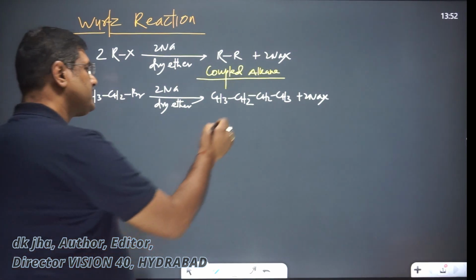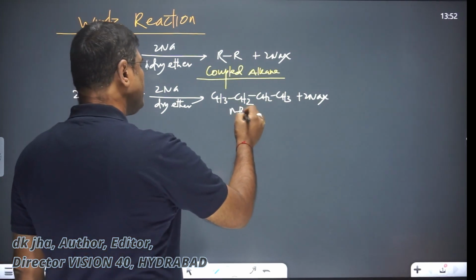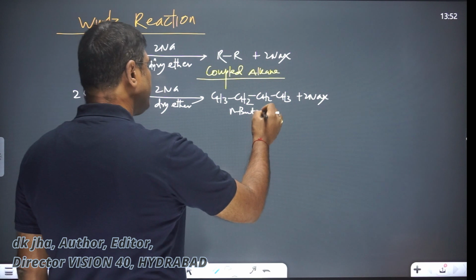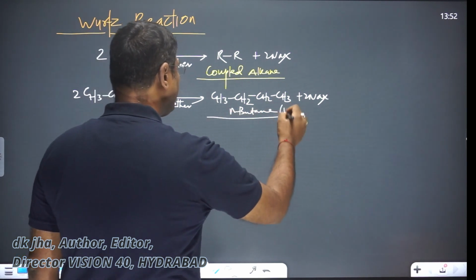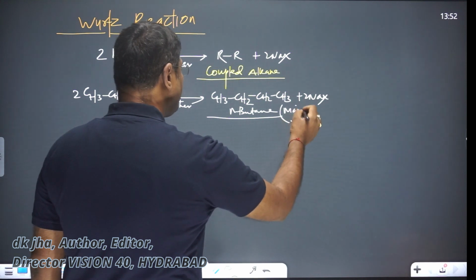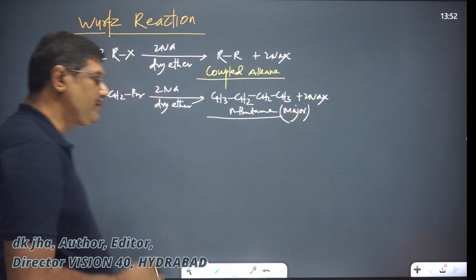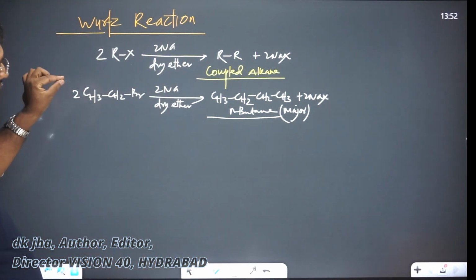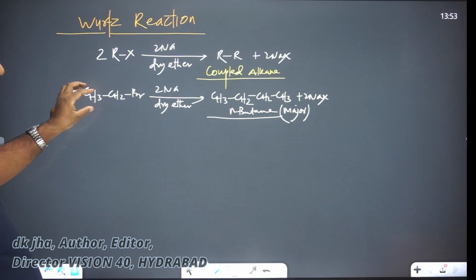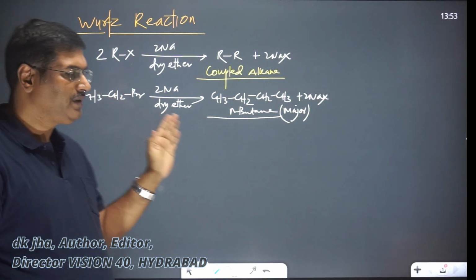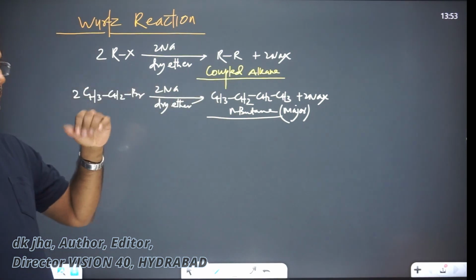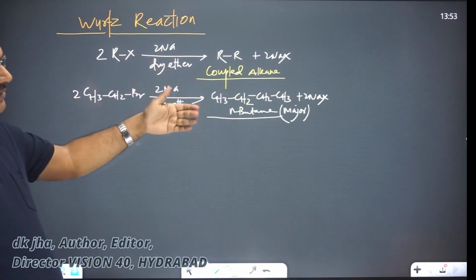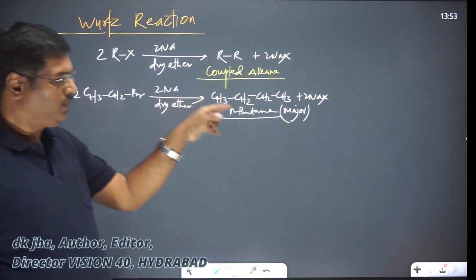This one, n-butane, is the coupled one. That is the main product, the major product of this reaction. It contains twice the two carbon atoms of ethyl bromide. Coupling takes place, the ethyl part gets coupled, doubled, and we get n-butane.